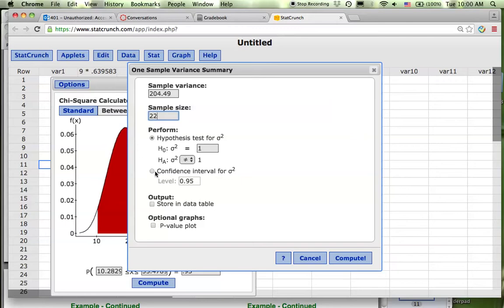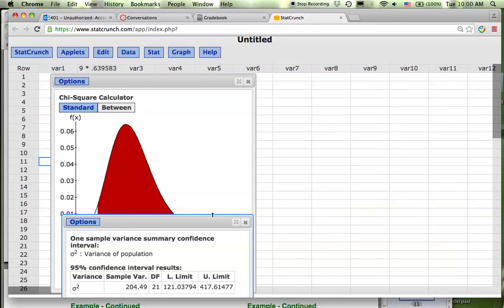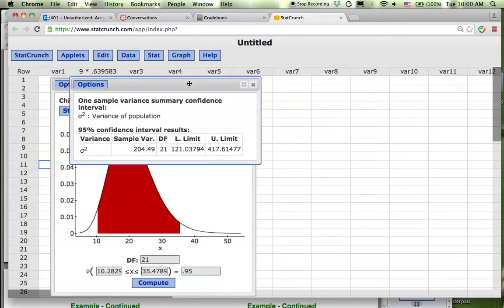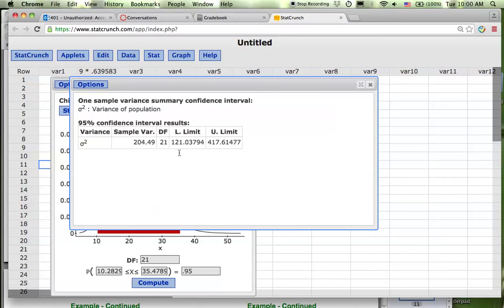You use the confidence interval for sigma squared, and the level is 0.95. If you click compute, you will get the confidence interval shown as this lower limit to the upper limit. Again, this is the confidence interval for sigma squared. In order to get the confidence interval for sigma, you need to take the square root of each of them. For example, the lower limit, take the square root of this one.